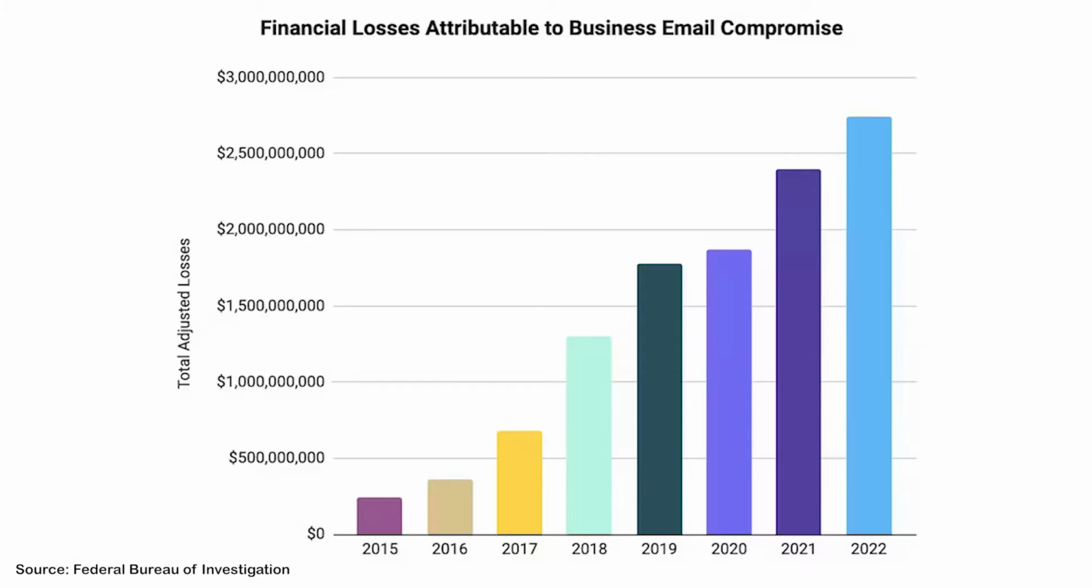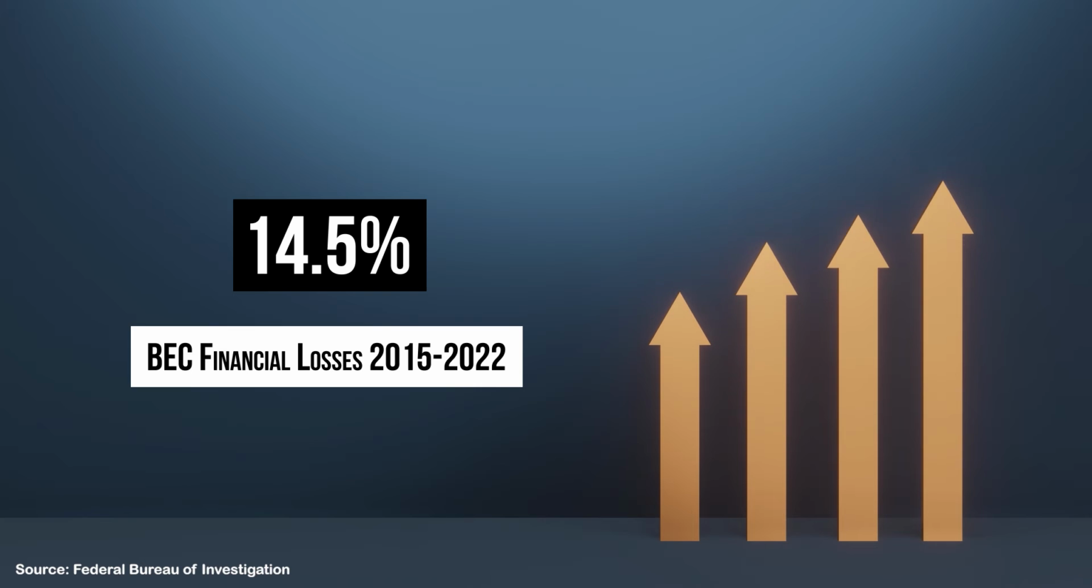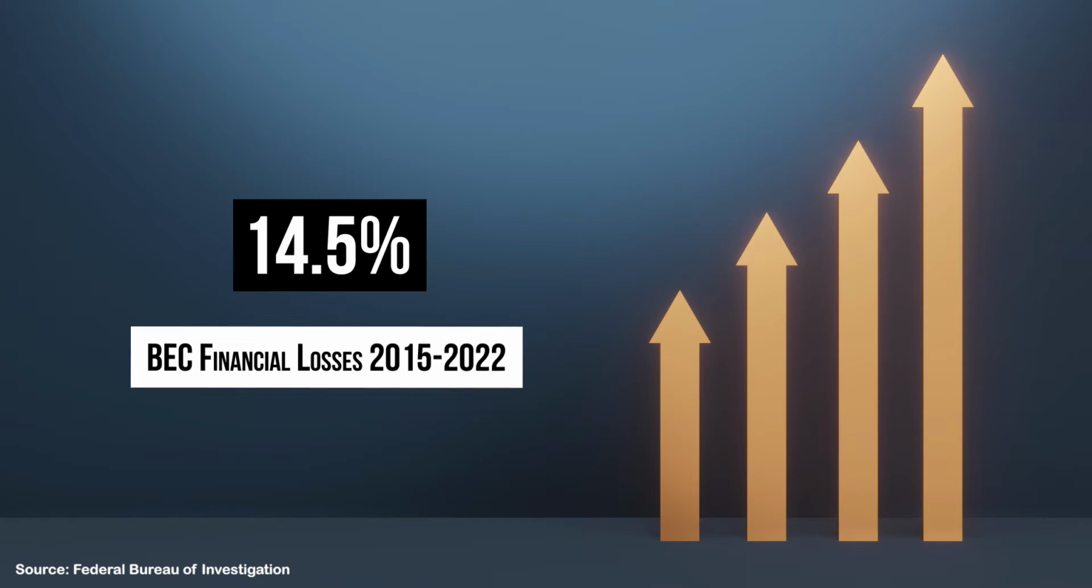First discussed in the 2015 Internet Crime Report, business email compromise was the leading cause of financial losses for 7 straight years. And while it was dethroned by investment fraud in the most recent report, these attacks were still responsible for $2.7 billion in total losses in 2022, a year-over-year increase of 14.5%.